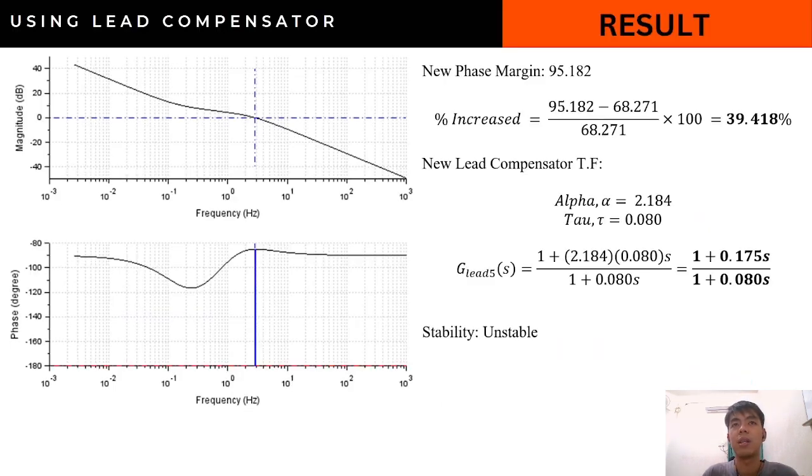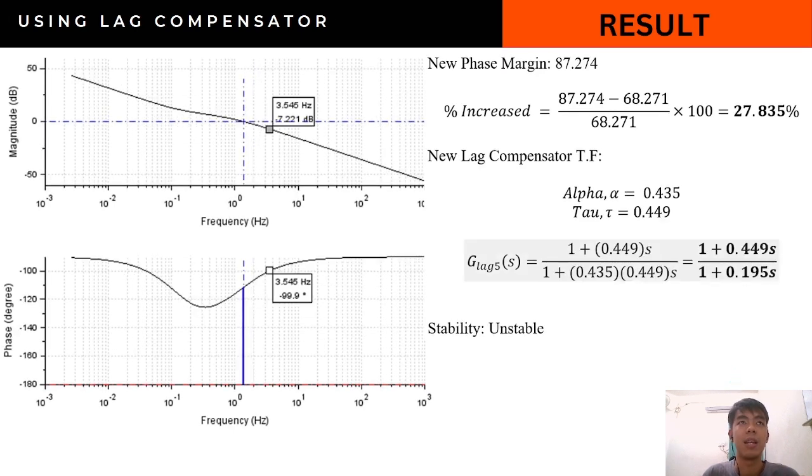We found that the percentage increase is 39.1418, which is much greater than the targeted percentage increase, and so this might not be our targeted solution. For the lag compensator, the percentage increase is 27.835. It's still not our targeted percentage increase for the system solution.